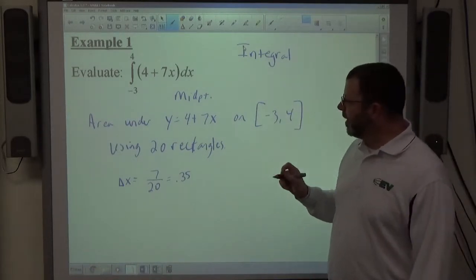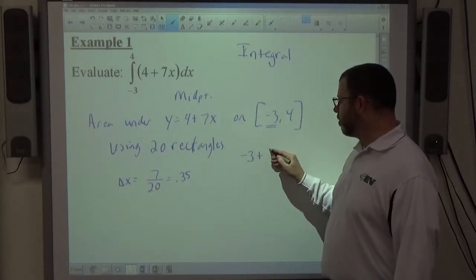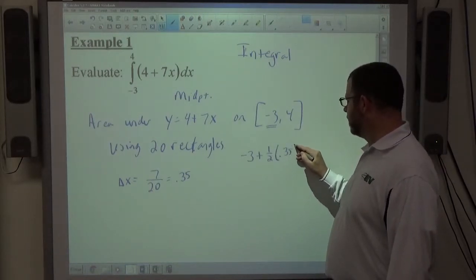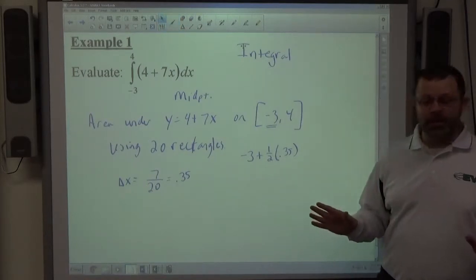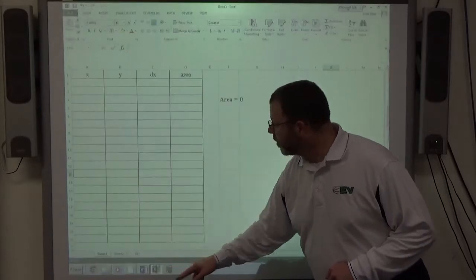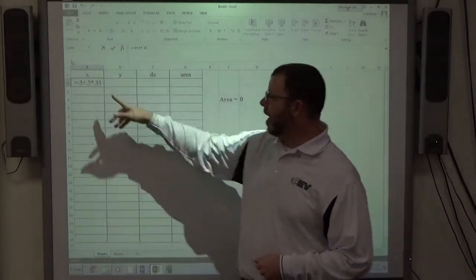All right, our starting point is negative 3, right? That's where our interval begins. But we're doing the midpoint method, so we're going to do half of the delta x. That's going to be my first x. I'm using Excel, so I'm going to go over here to Excel, and in the first x box, I could figure out what negative 3 plus half of 0.35 is, but if I just hit the equal sign first, and then type in negative 3 plus 0.5 times 0.35, that'll evaluate it for me.